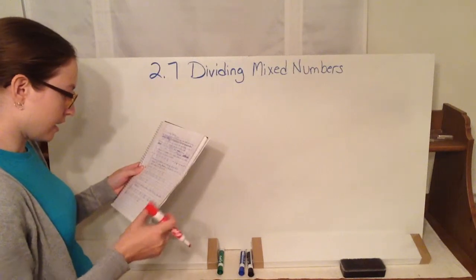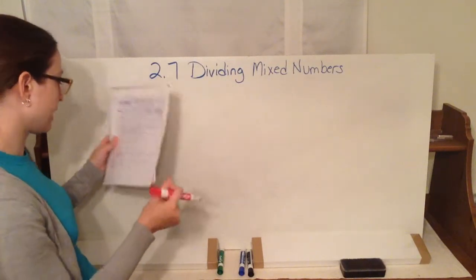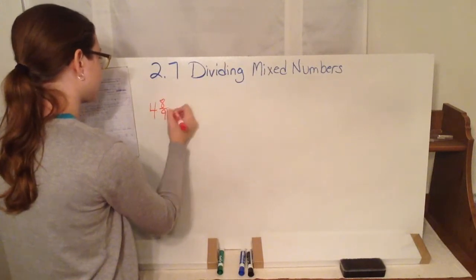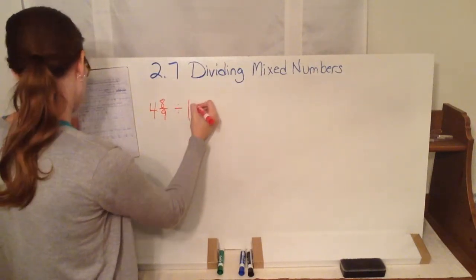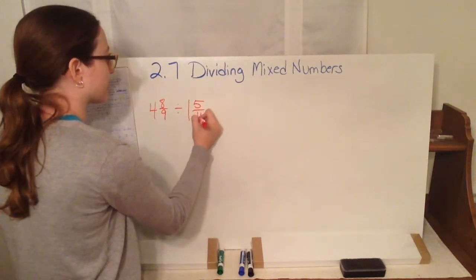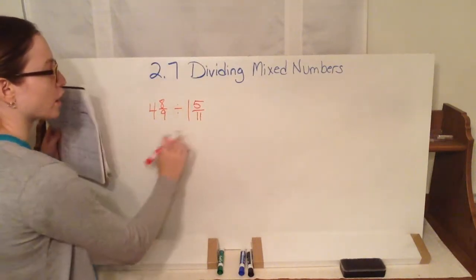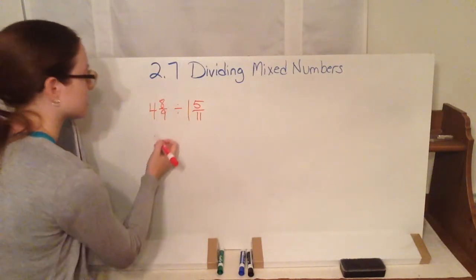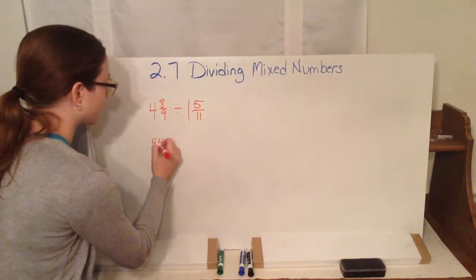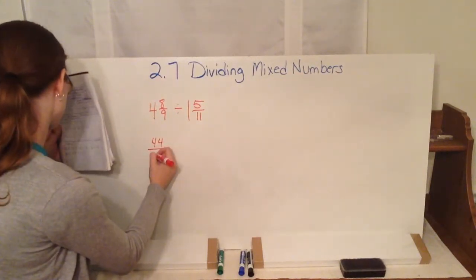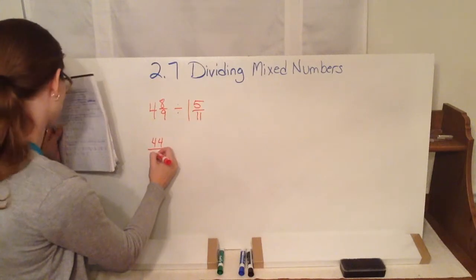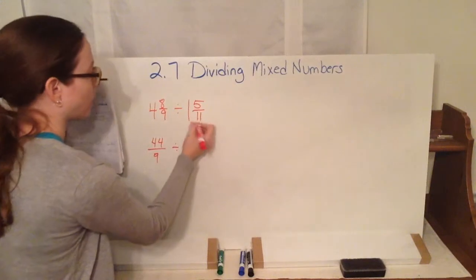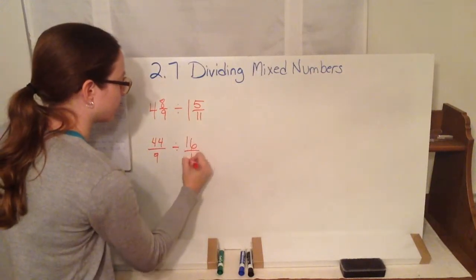And another example that we'll do is 4 8/9 divided by 1 5/11. So we start by doing improper fractions for each of our mixed numbers. 36 plus 8 is 44, and that's over 9. And 11 plus 5 is 16 over 11.